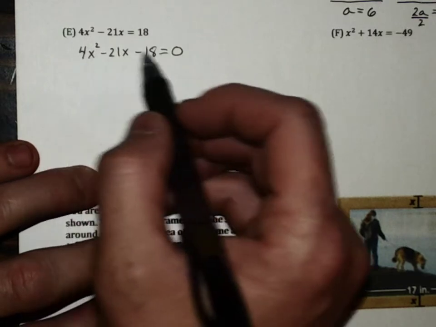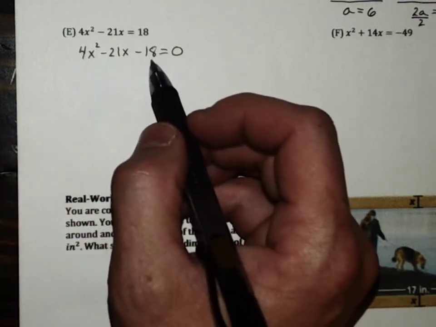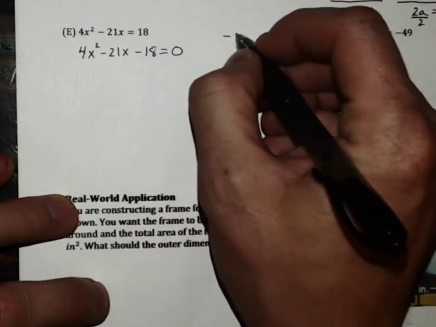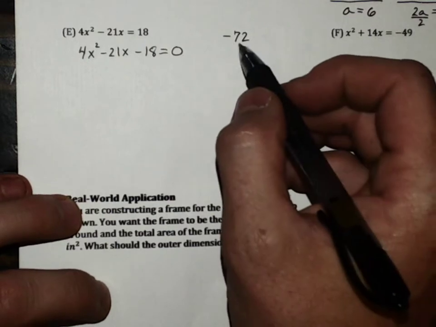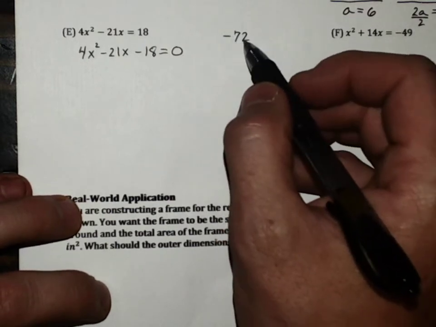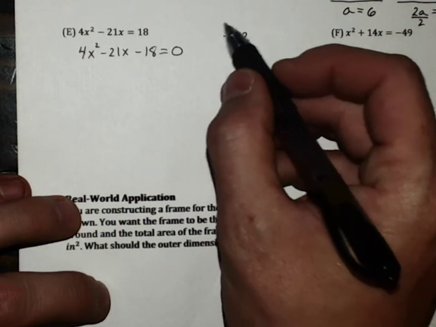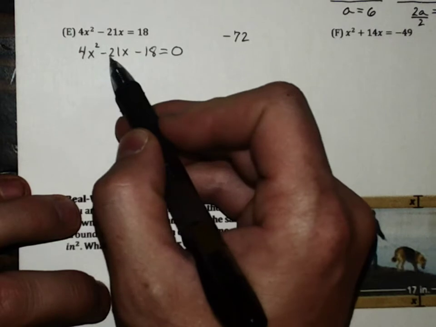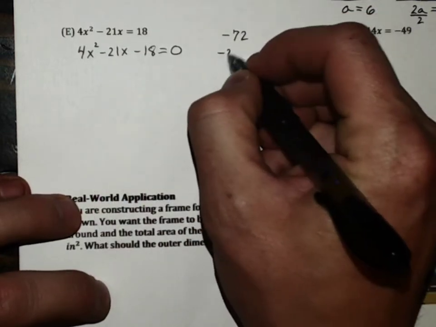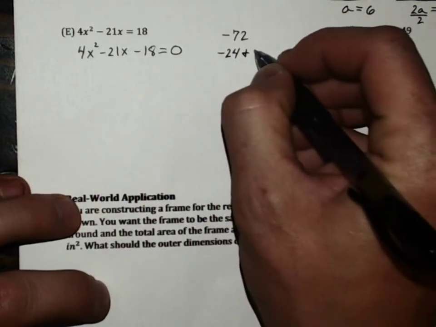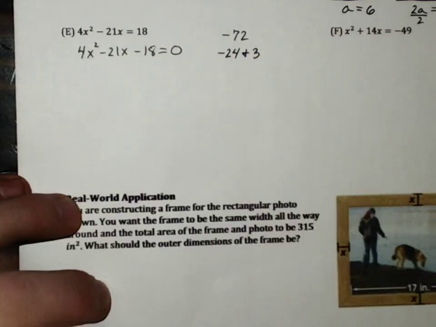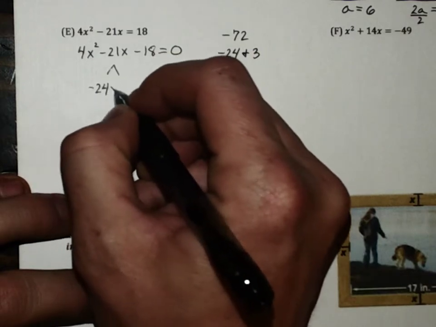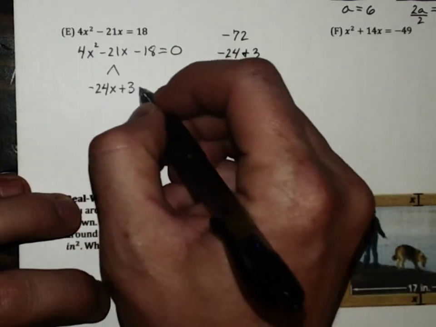Take the 4 times the negative 18. 4 times negative 18 is negative 72. Our target number is negative 72. What two numbers multiply to be negative 72 but add to be negative 21? The answer is negative 24 and positive 3. So again, I can split my middle term into negative 24x and a positive 3x.